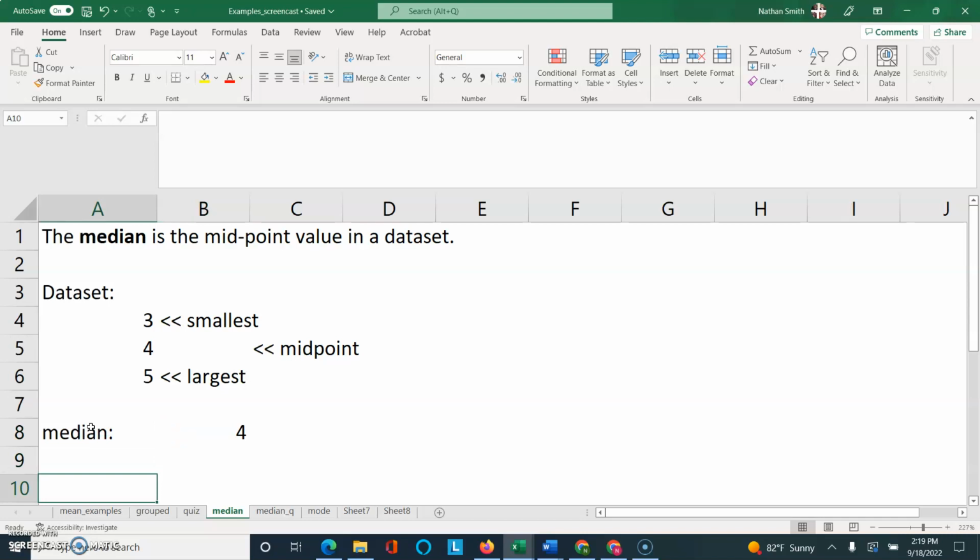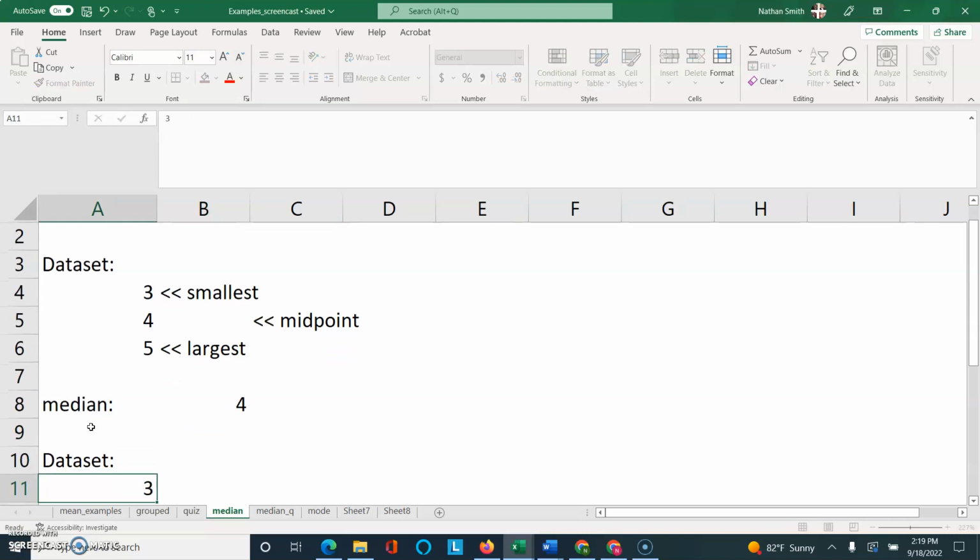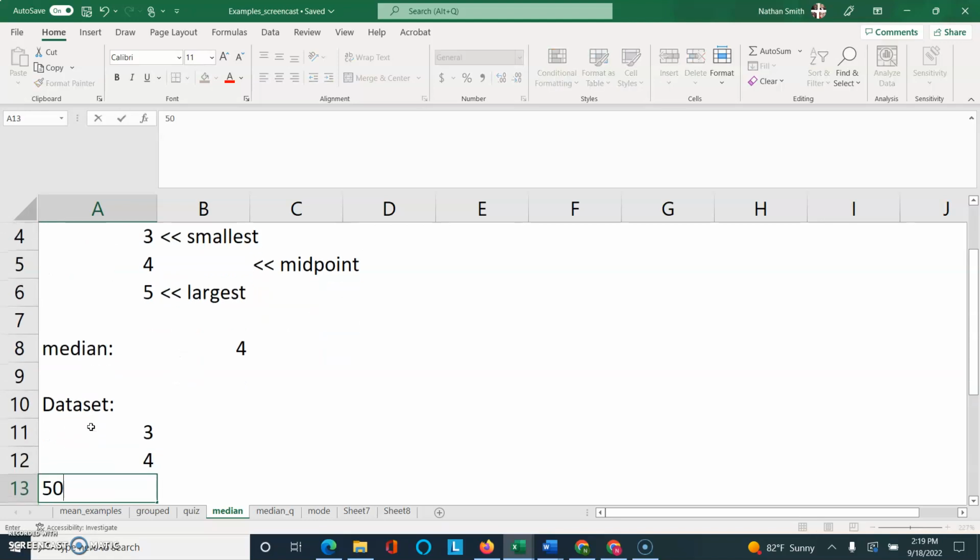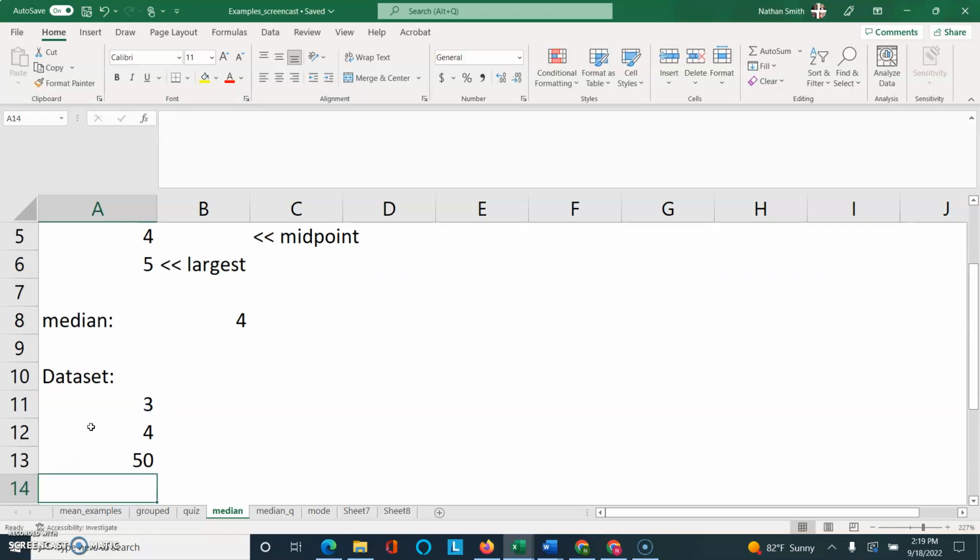Now, let's take a look at this data set. I'm going to stick with the 3 and the 4, but now I'm going to make the third data value be 50 instead of the 5. Now, if this were the mean, that 50 would cause the mean to change by a lot because that 50 is an outlier. Let's find the median though.